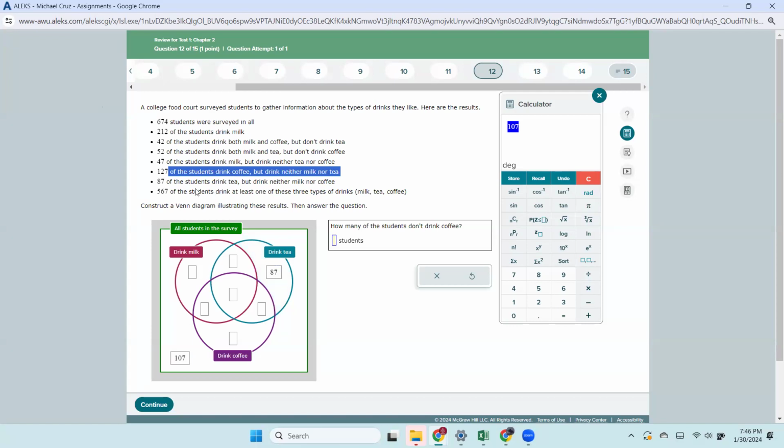Keep working our way up. 127 of the students drink coffee, but neither milk nor tea. In other words, not up here, they're right here. Another way of putting it is 127 drink only coffee, coffee alone. 47 of the students drink milk, but neither tea nor coffee. So this is the milk people, the 47.